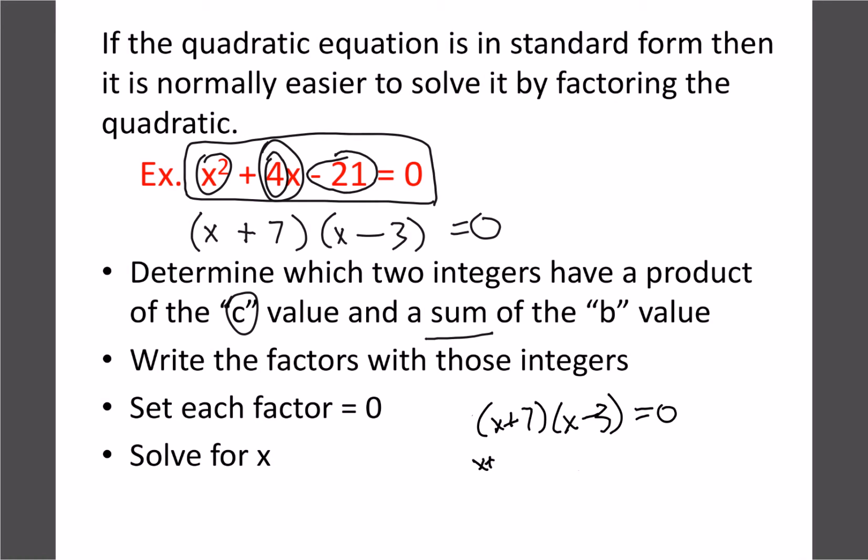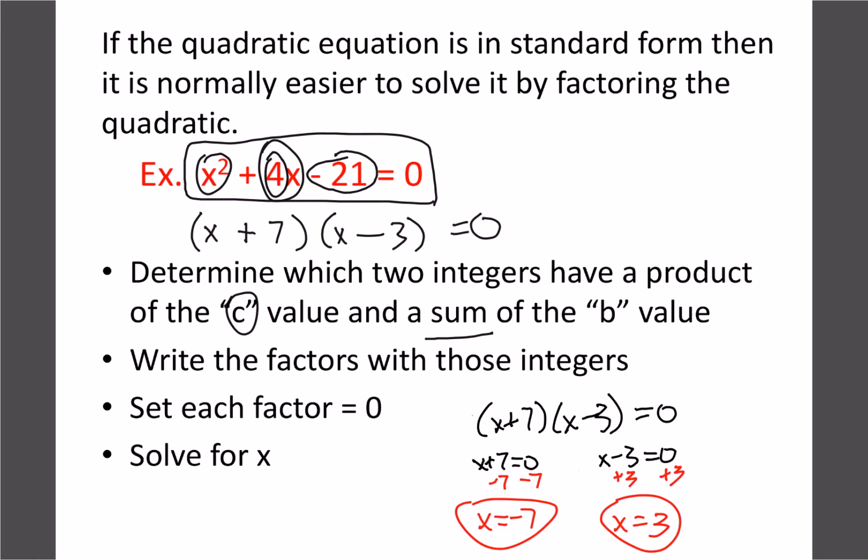Our first one would be x plus 7 equal to 0, and our second factor is x minus 3 equal to 0. To solve this, we just do the opposites. Minus 7 on both sides, we get x equals negative 7. This one we add 3 on both sides, so we get x equals 3, and those will be our two solutions.